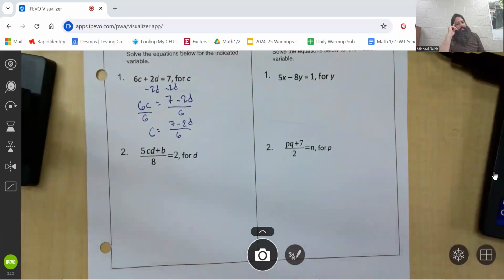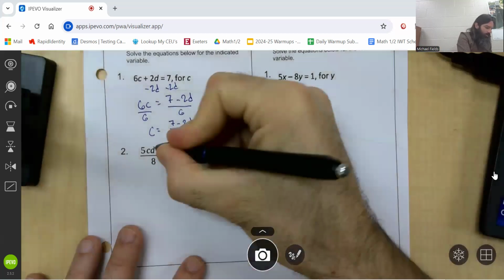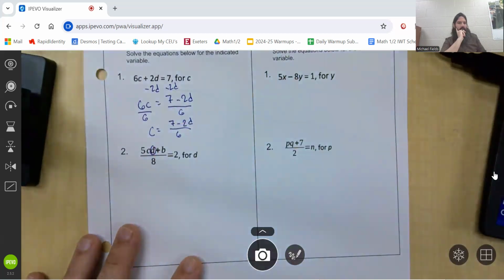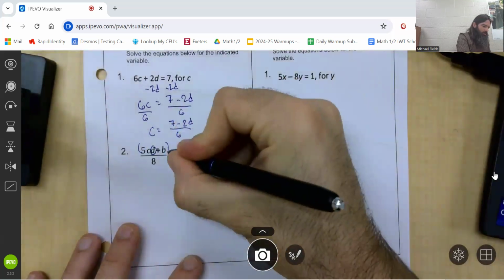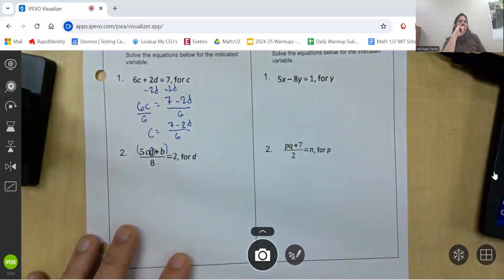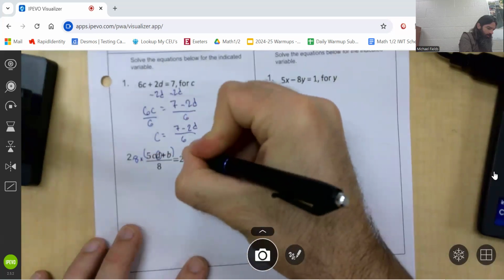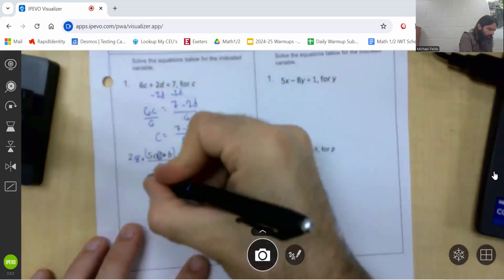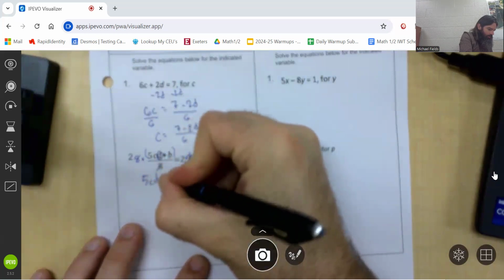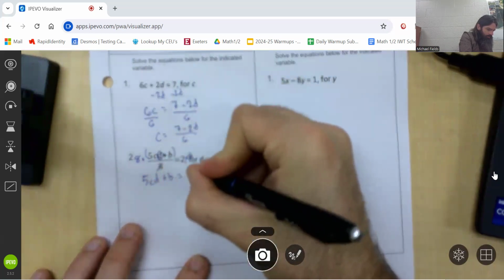Okay. Number 2, I have a couple more steps here, but we're solving this literal equation for d. So I'm trying to get this d isolated by itself. First thing I notice is that I have an expression over a denominator. So I need to cancel out that denominator. Well, if I'm dividing that expression by 8, I could cancel that out by multiplying by 8 on both sides. Then I get 5cd plus b is equal to 16.